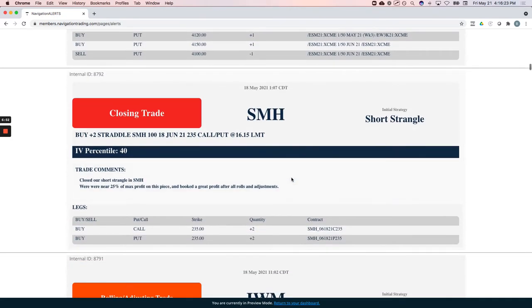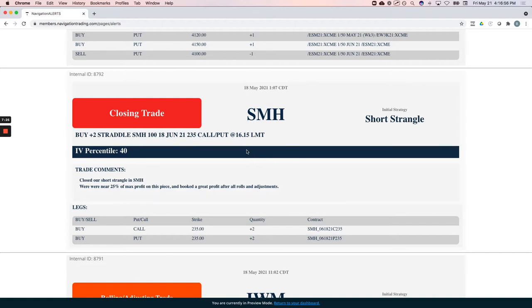SMH. So we had a short strangle that we've been managing for several cycles here. It had been managed into a straddle that was at the 235 strike. And we were right near 25% of max profit on this piece. I think we closed it out, ended up booking $2,400 on the trade overall after all rolls and adjustments. So it's nice to close one of those out for a nice profit after you've been adjusting and rolling and collecting credits and continuing to manage, just like we teach in our short strangles course.